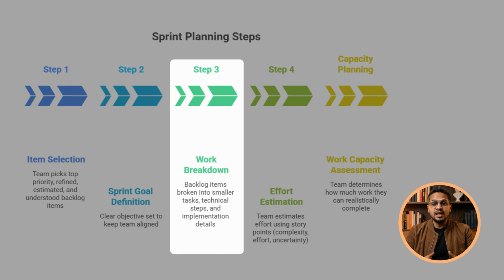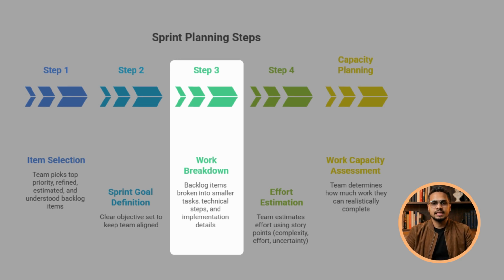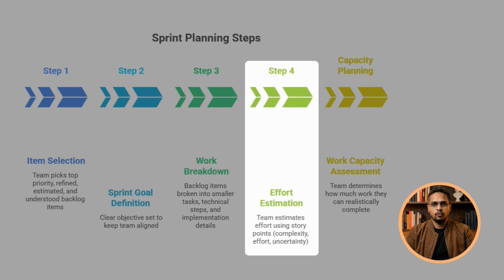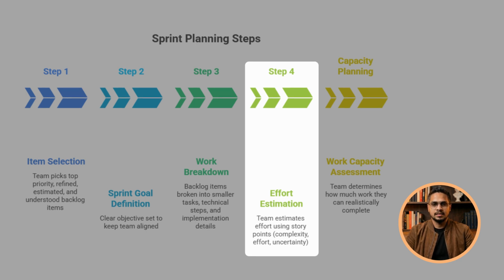Step number three: break down the work. Each backlog item is broken into 3 steps mainly. Number one, smaller tasks. Number two, technical steps. And lastly, implementation details. And all of this helps in execution. Now comes step 4, and that is to estimate the effort, commonly known as story points. So the teams estimate the effort using these story points. These are not hours. They represent complexity, effort, and uncertainty. For example, 2 points is equal to a simple task. 8 points is equal to a complex task.